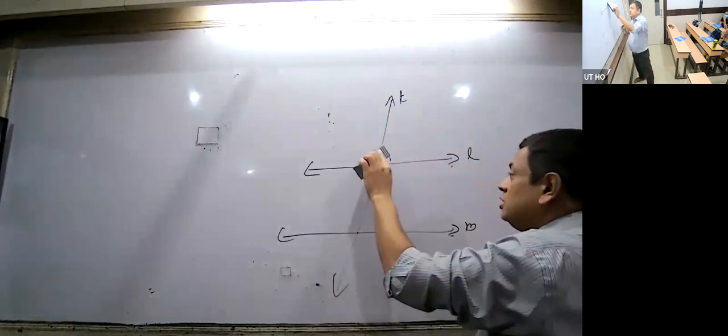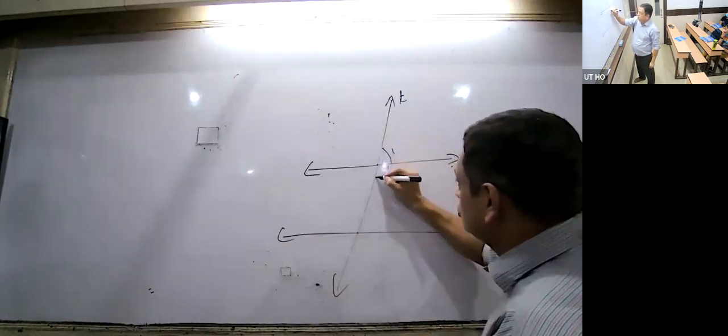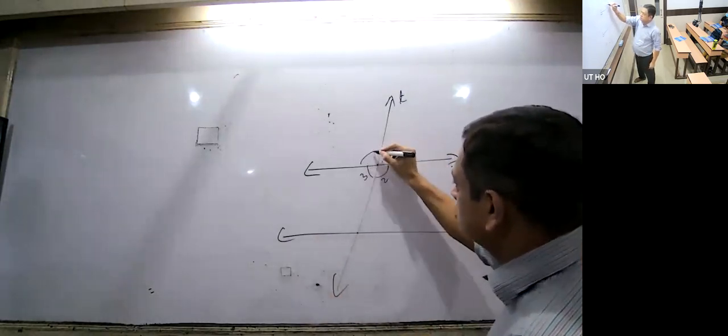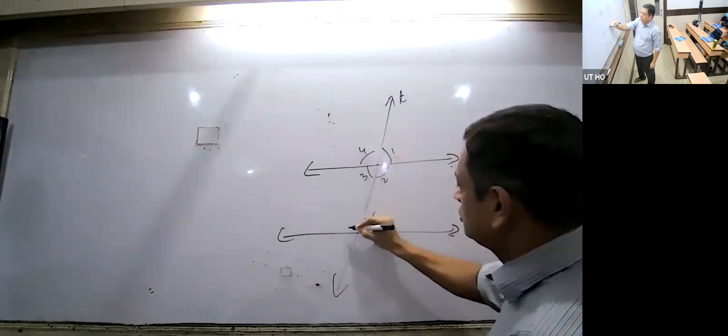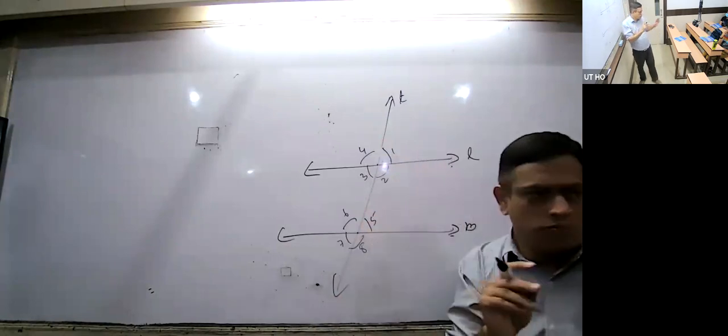Just now, when the lines are formed, I can mark the angles as this is 1, this is 2, this is 3, this is 4, this is 5, let's say this is 6, 7, in any order I can write 8. 8 angles are formed now.